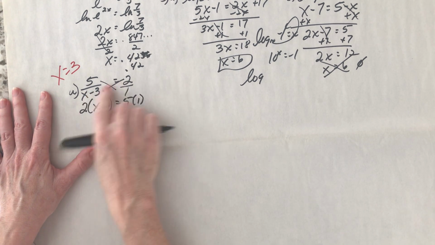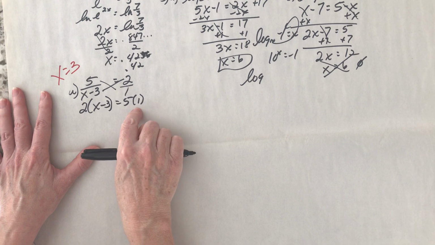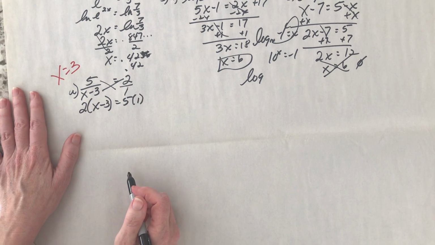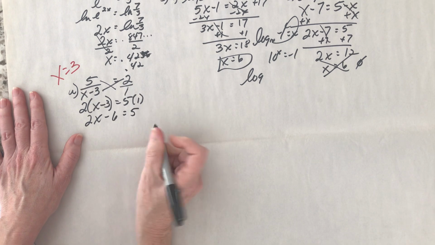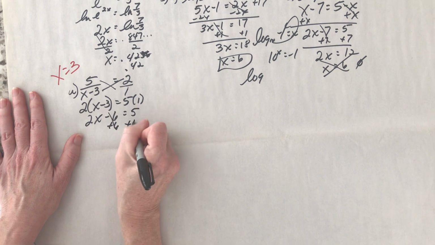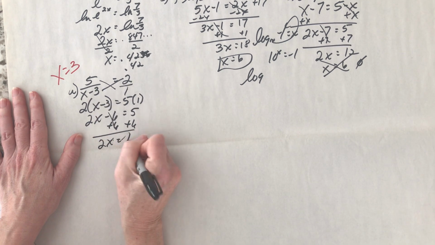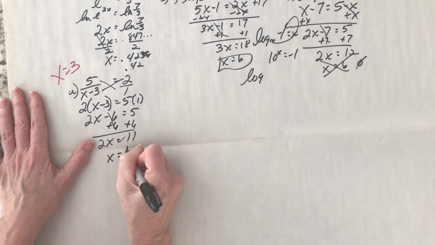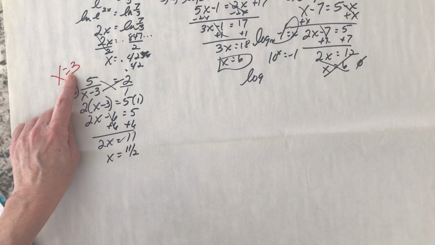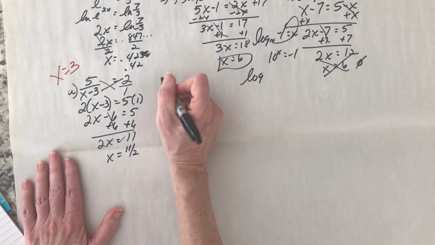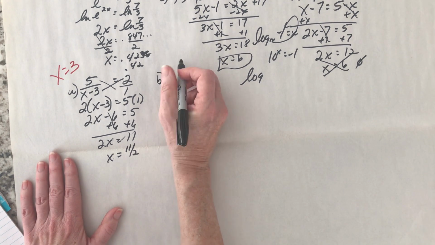And it doesn't matter if you've put your 2 times x minus 3 on that side and your 5 times 1 on the other side. Doesn't matter. 2x minus 6 equals 5. Add 6. 2x equals 11. So x equals 11 over 2. 11 over 2 is not 3, so it's perfectly good. We're in good shape. That's the answer. Let's look at B in the Are You Readies.